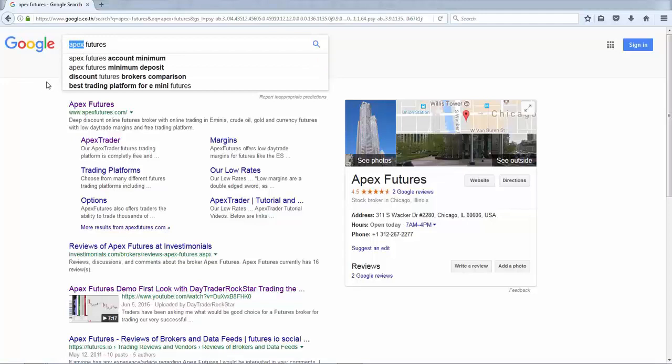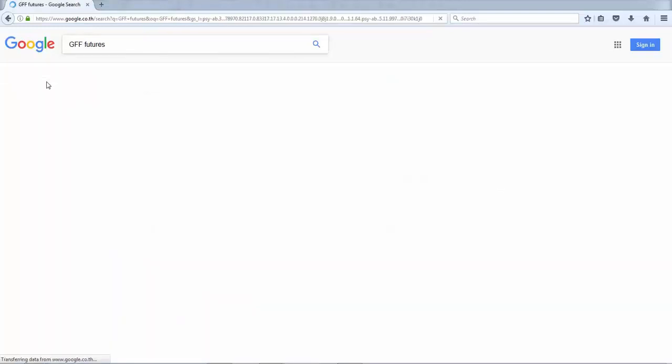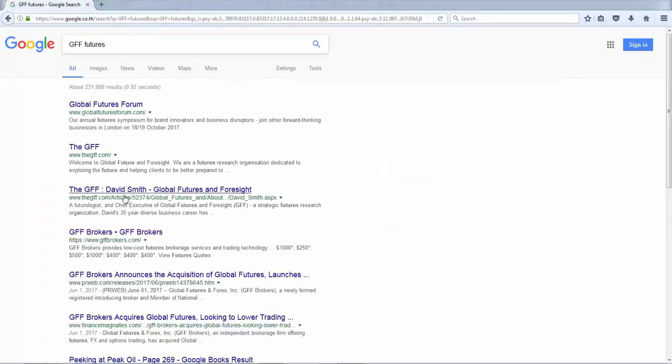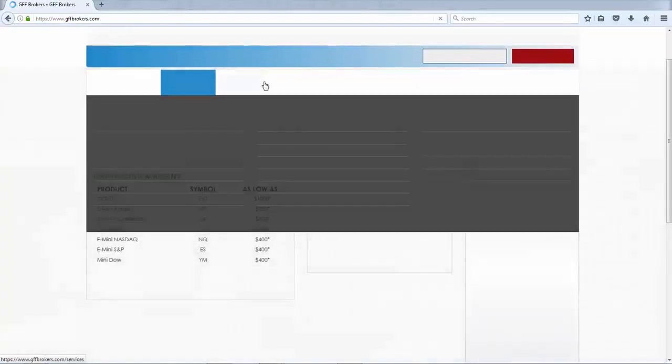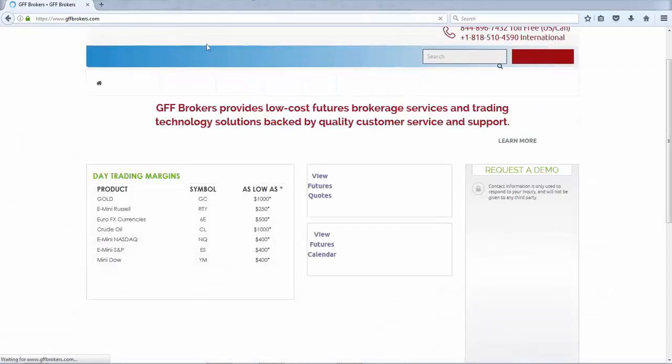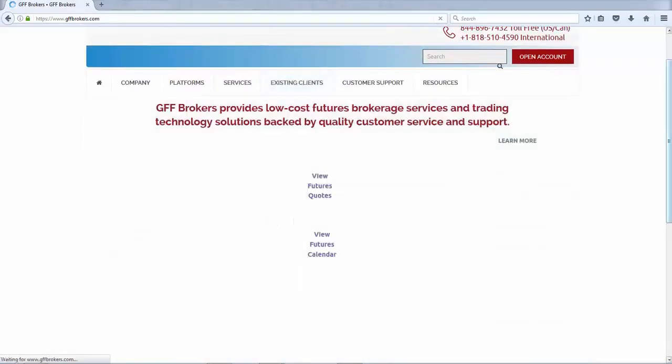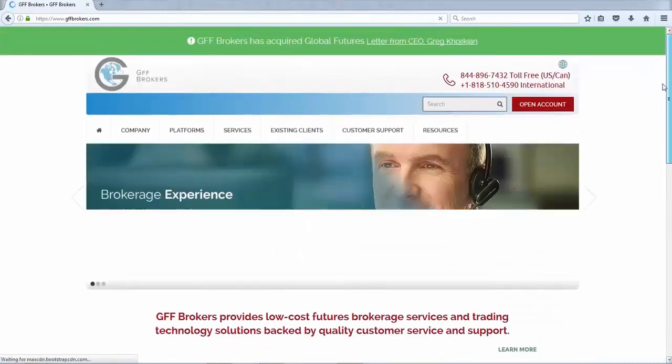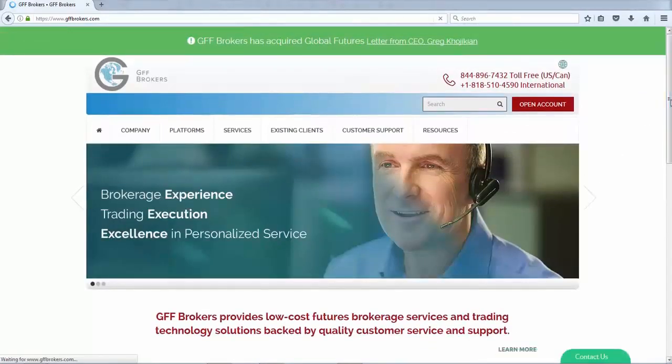You've also got Global Futures. Now, actually they're called GFF Futures now. I recommend these guys. Global Futures is now GFF. They got bought out by GFF Brokers. I recommend them, and there's still all the same people there. All the same people that were working there before at Global are all the same people working there, as far as I know, at this new broker.